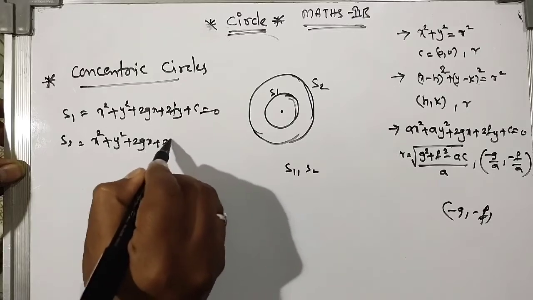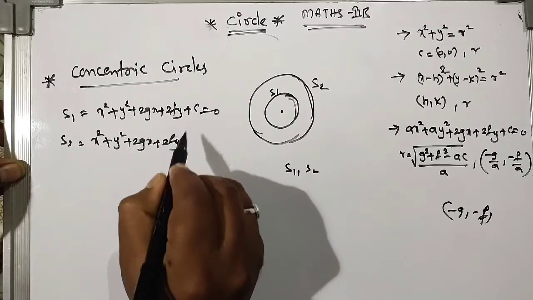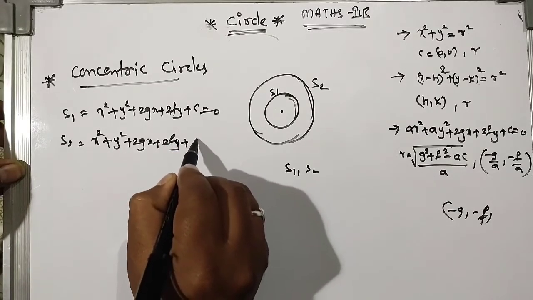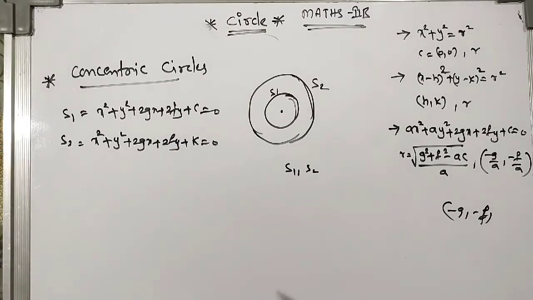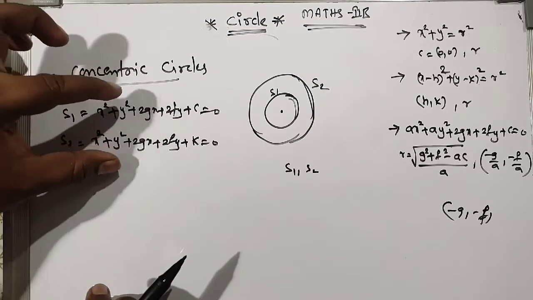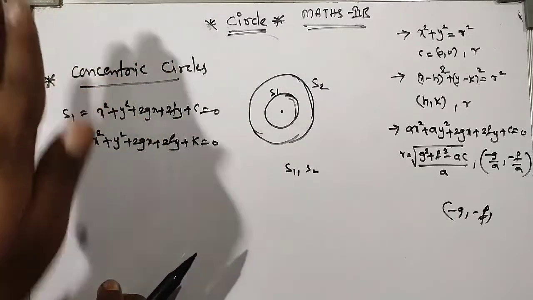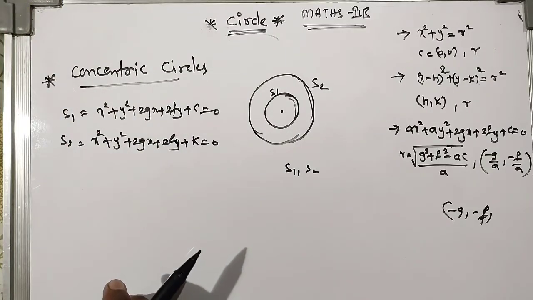2gx and 2fy, and the c value will change here. It becomes c dash, like in place of c take k. That is, the constant term is different here. If two circles have the same 2gx and 2fy terms and the constants are different, then we can say that those are concentric circles.